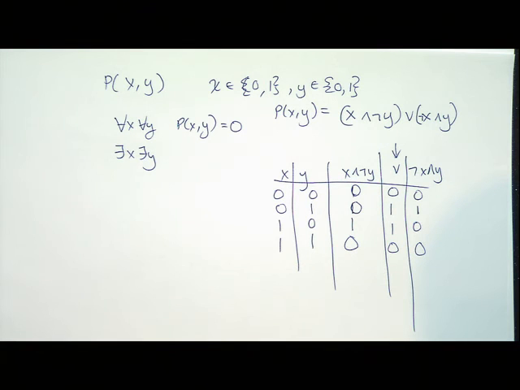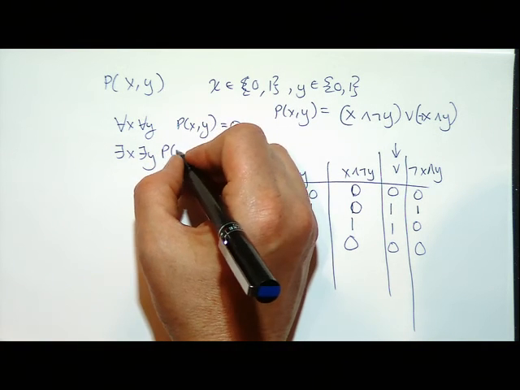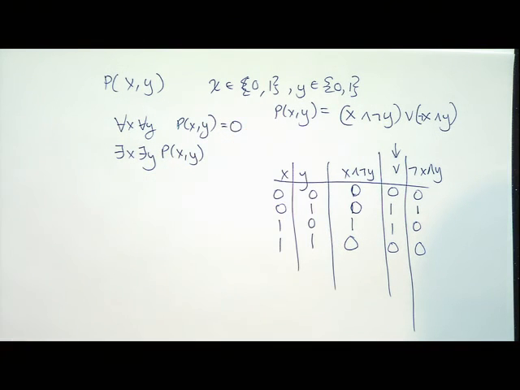For there exists x, there exists y, P of x, y. What is that asking me? Is there any case where this is true? Yes? It's almost always going to be true, right? Because also the function that's all zeros is also mostly useless.